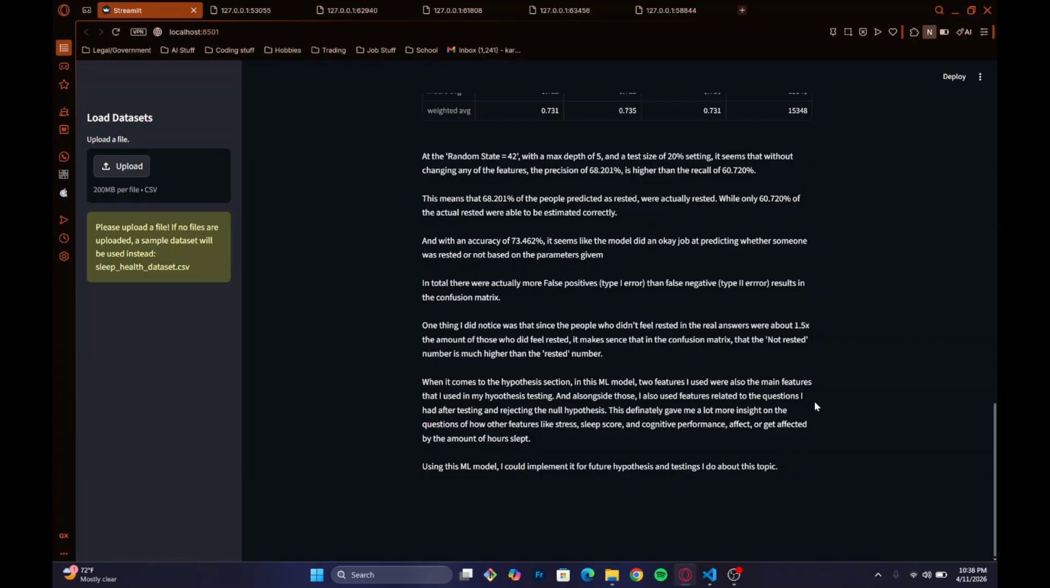But with that, some of the notes I had here are that I could use and implement this model for future hypotheses. And yeah, that is about it for this Streamlit app.